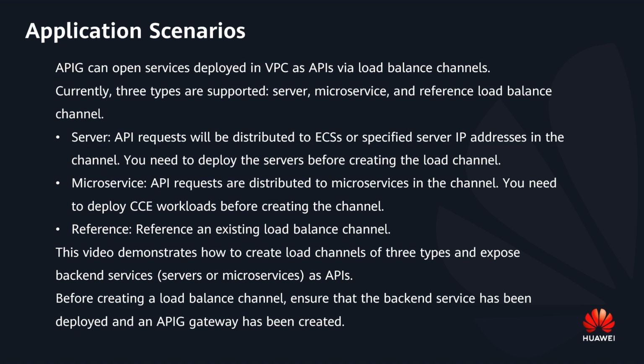With the microservice type channel, the API requests will be distributed to the microservice IP addresses. You need to deploy CCE workloads before creating the channel. With the reference type channel, you can use an already created load channel. Before you start, ensure that the backend service has been deployed and an APIG gateway has been created.